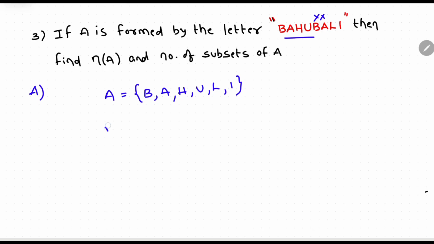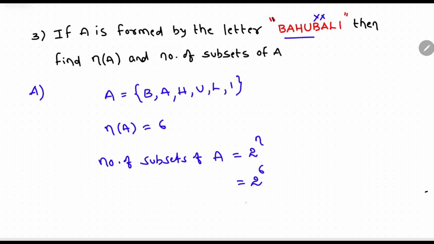So what is the cardinal number? So number of elements of A. Therefore 1, 2, 3, 4, 5, 6. Okay. Number of subsets of A equals 2 to the power cardinal number. So 2 to the power, what is the cardinal number there? 6. So 2 power 6. Therefore 64.